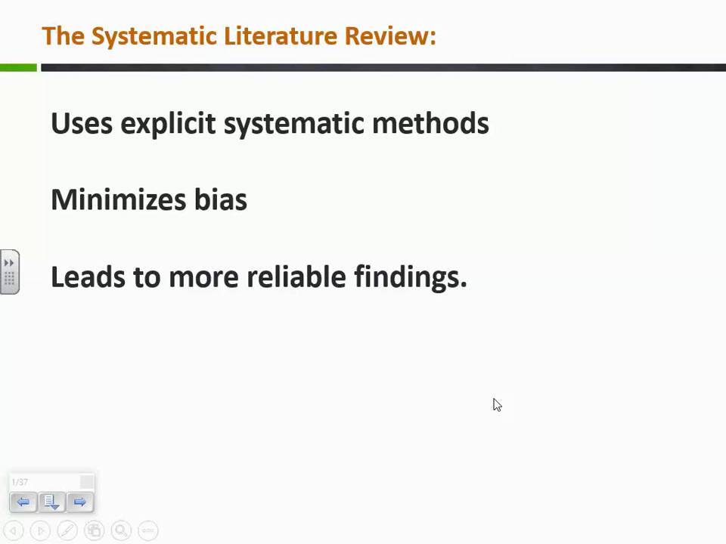Okay, why do we want to specifically make use of a systematic literature review? The systematic literature review makes use of explicit systematic methods that are pre-selected and helps to minimize bias at the end of the day. And therefore, it also leads to more reliable findings from which conclusions can be drawn and decisions made.